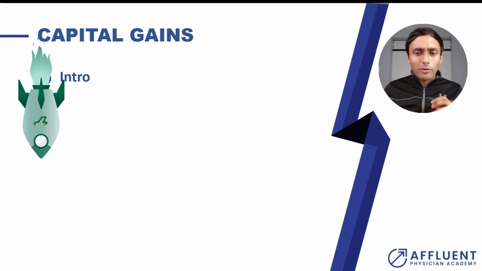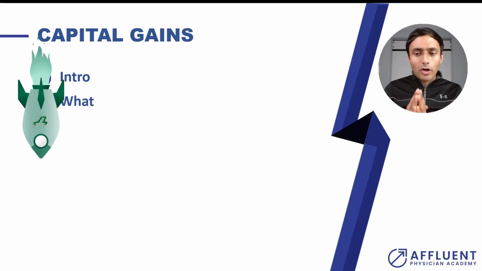So, capital gains refer to the profit made from the sale of a capital asset, such as real estate, stocks, or bonds. The difference between the cost of the asset and the price it was sold for is called the capital gain. So if you had a house for $100,000 and you sold it for $150,000, the gain has been $50,000, and that is a capital gain.